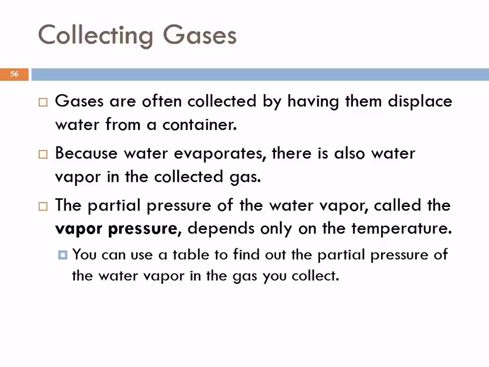Okay, so we get water vapor in there. This is called collecting over water. So we've got water vapor and the gas we're interested in. The partial pressure of the water vapor is called the vapor pressure, and that depends only on the temperature. And so we can measure the temperature and then just look up what the vapor pressure of the water is. And so that's convenient.